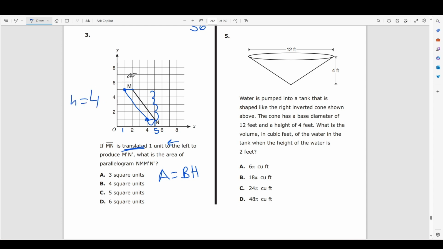And what about our base, right? The base is just the length of one side, right? That goes from left to right. Here, M is the side that goes from left to right. This is 1 unit long, right? So our base is now 1. So our area is base times height, which is 4 times 1, which is just 4. So it's 4 square units.